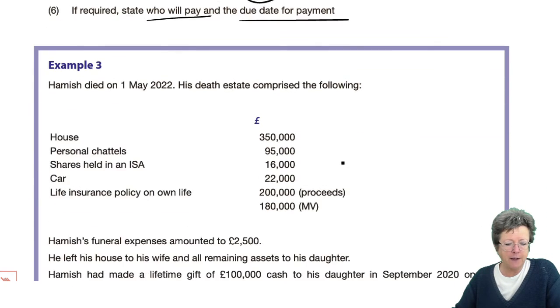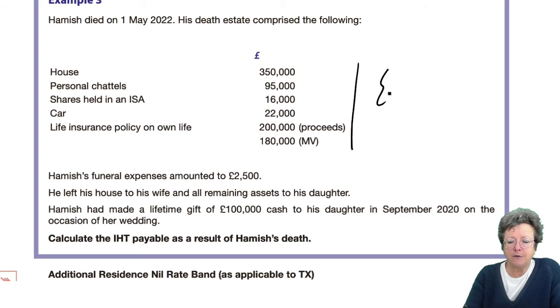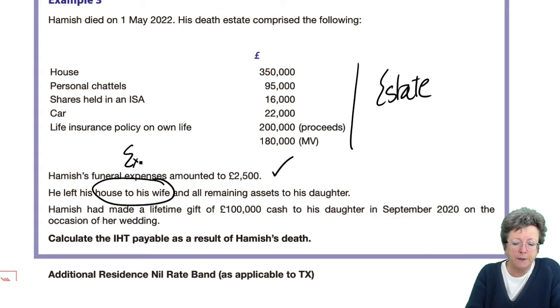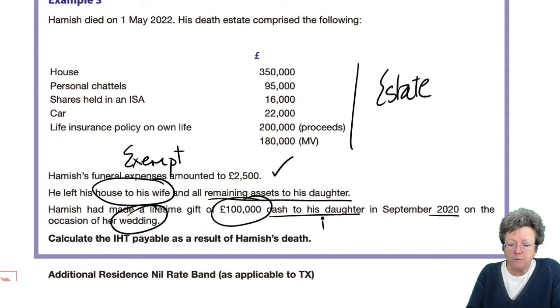Example number 3 then, Hamish. He died 1st of May 2022. We have here an estate and some funeral expenses. He's going to leave the house to his wife, which will be exempt, and all the rest of it's going to his daughter. One lifetime transfer, cash to his daughter in September 2020 on the occasion of her wedding. Marriage exemption, annual exemptions, all of those things. It is a pet.